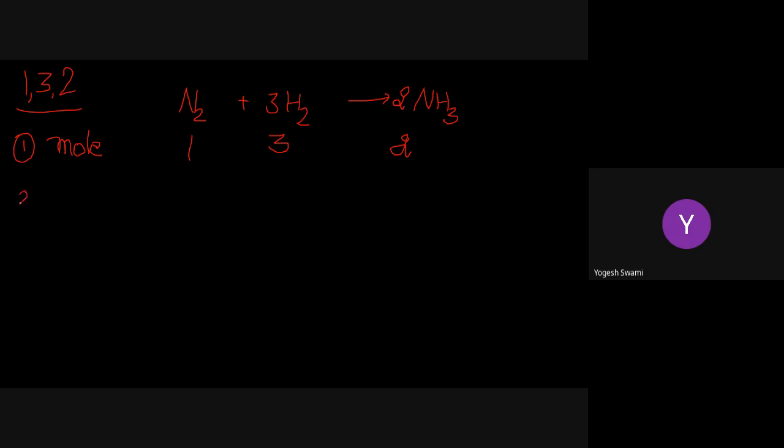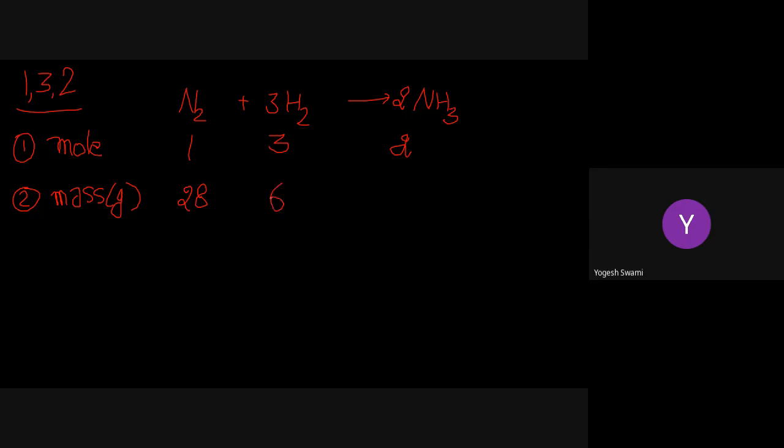Now the second, we connect all these dots with respect to mass. In which unit do we consider mass here? Gram. Nitrogen's atomic mass is 14, and 2 nitrogen atoms are here, so 28 gram nitrogen. Hydrogen's mass is 1, and 6 hydrogen atoms are here, so 6 gram hydrogen.